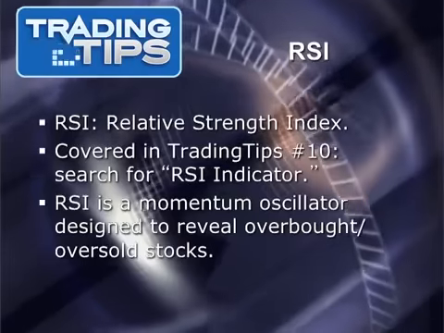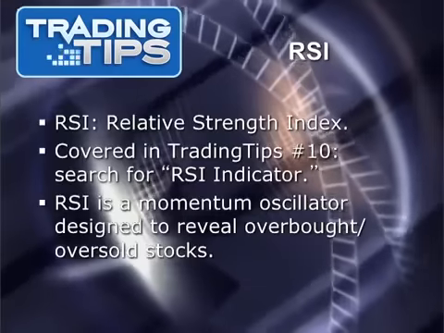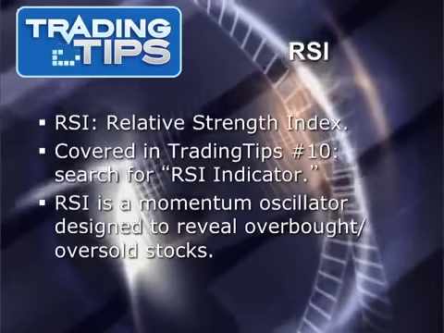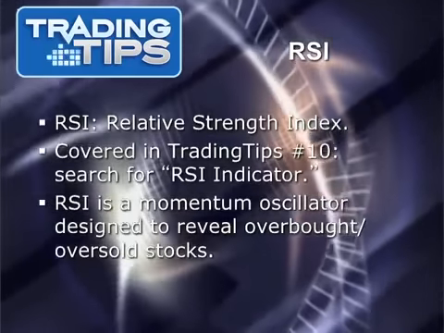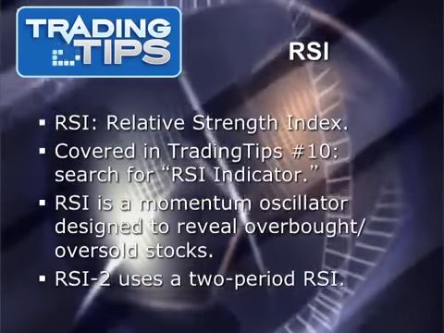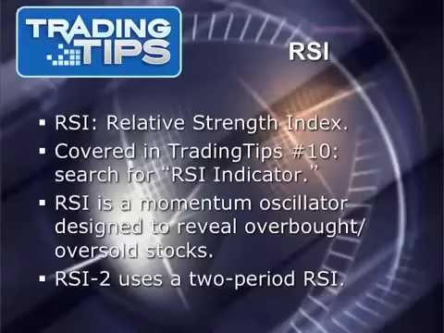You can do your own recap of RSI. Basically, though, if you don't want to take the time to do that, RSI is a momentum oscillator that uses moving averages on up days and down days, which are days when the stock's up or down, to determine whether a stock is overbought or oversold. RSI2 uses a 2-period RSI in conjunction with other indicators to help you develop a trading strategy.